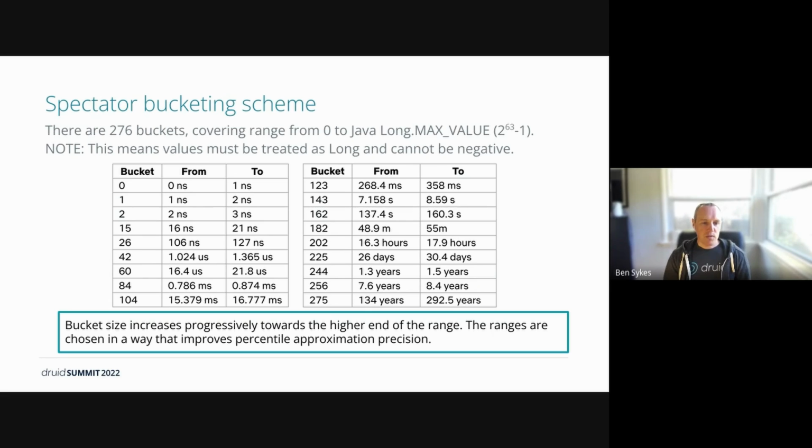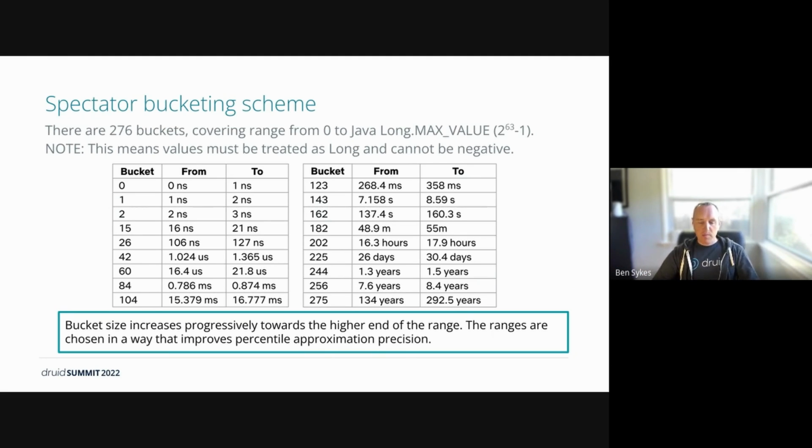So Spectator uses 276 buckets spanning the entire 64-bit number space from 0 to long max value. It should be noted that this means that we have to use longs for our data and they cannot be negative. The buckets themselves are not fixed in size. They vary from individual values all the way up to huge values at the other end.